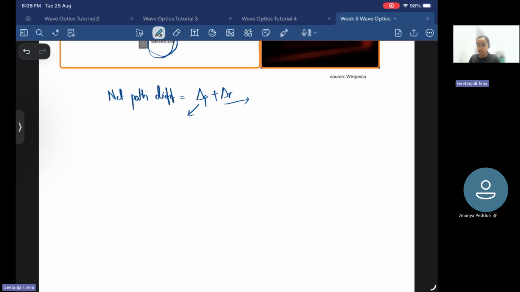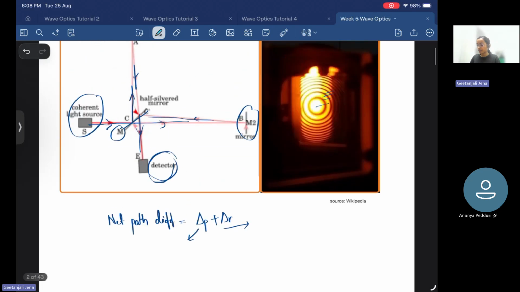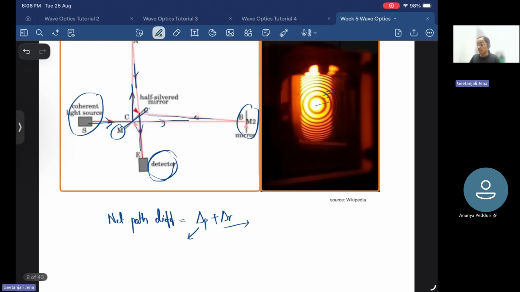Can you get a dark spot at the center? Yes, it's not that you will always see a bright spot at the middle. It all depends on the relative position of M1 and M2, the separation between them. If you change the separation between M1 and M2, the central fringe will change. You may get a dark or a bright fringe. It all depends on the separation between M1 and M2.